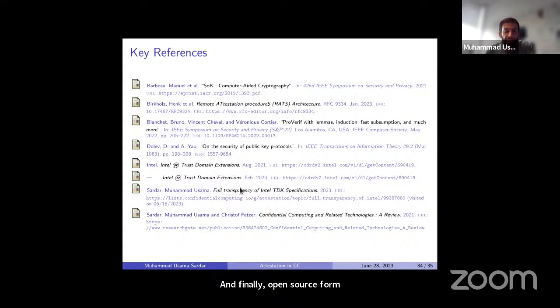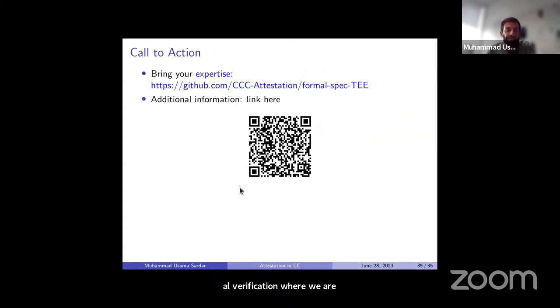And with this, these are the key references. I would like to thank you all for attending, and to welcome you to bring your expertise in formal methods or security to the work that we have, and we would very much welcome any contributions or collaborations if you are interested.